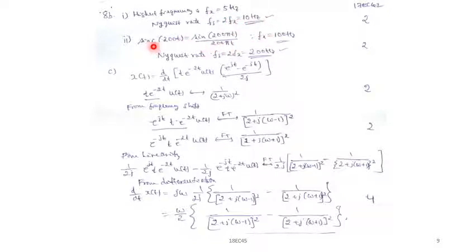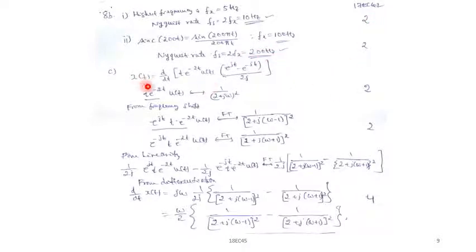Similarly, the second equation is sinc function of 200 pi. Sinc function can be given by sine 200 pi t divided by 200 pi t. So fx is 100 Hz here. So you'll get the Nyquist rate fs is equal to 2 times fx. So the answer is 200 Hz. Each carries 2 marks here, 2 plus 2.